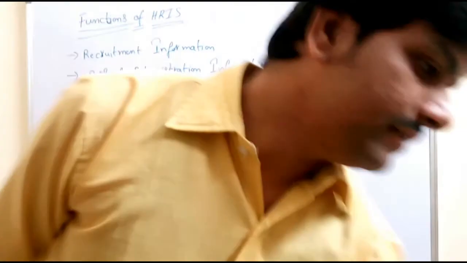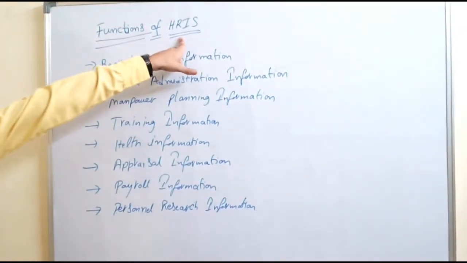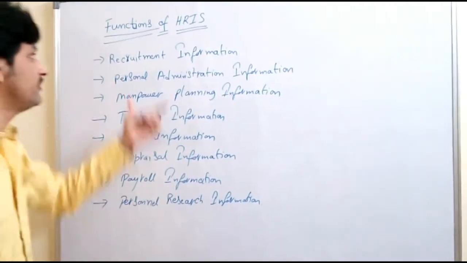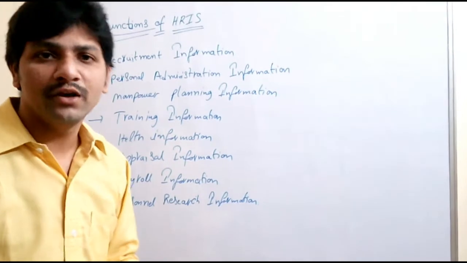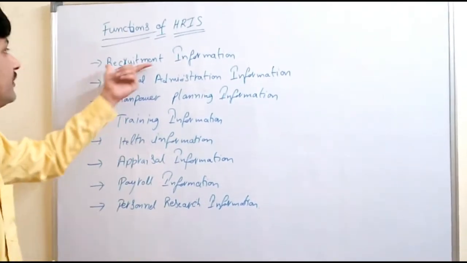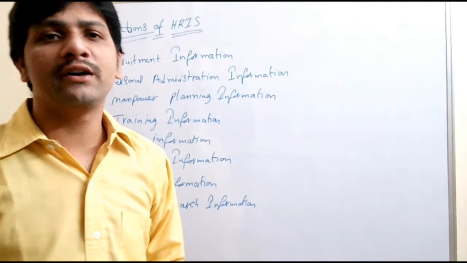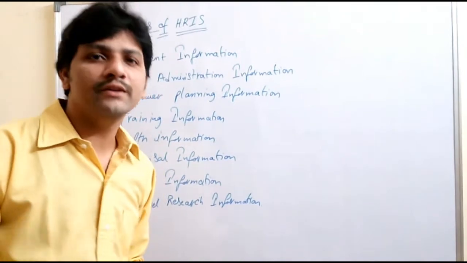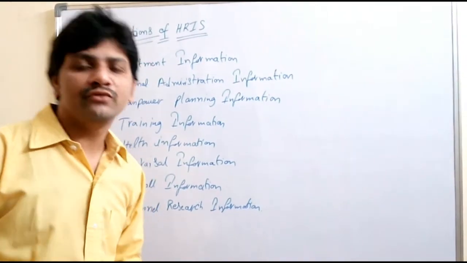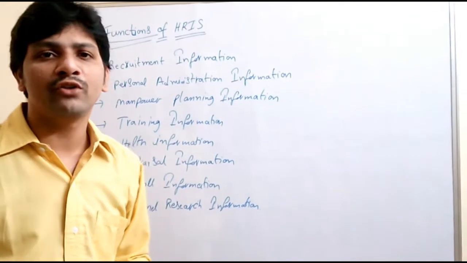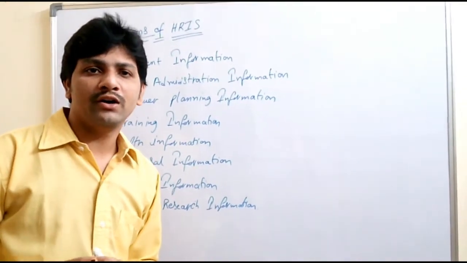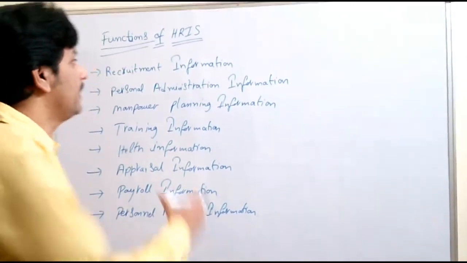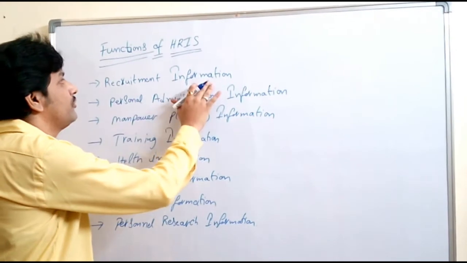Okay, so these all are the main functions of HRIS, Human Resource Information System. So here recruitment information is one of the major functions of Human Resource Information System. In recruitment information, there are various employee details regarding the recruitment, when he joined, when he got the appointment letter. So these all things, whatever the recruitment details, how many levels he completed to join the company, all these details will be stored in a particular database. So that is about recruitment information.